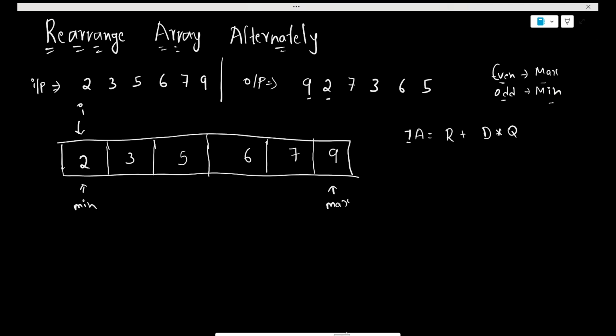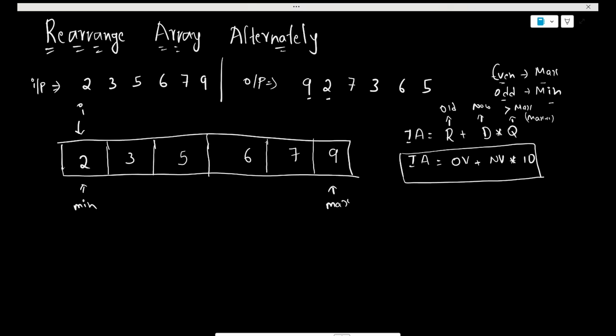So what's the remainder? The remainder is the old value. What's the dividend? The dividend is the new value. What's the quotient? The quotient is greater than max, or just max plus 1. Okay, I'm writing: intermediate answer is equal to old value plus new value into 10. This is for this example. The quotient I have taken is max plus 1, that is 10.